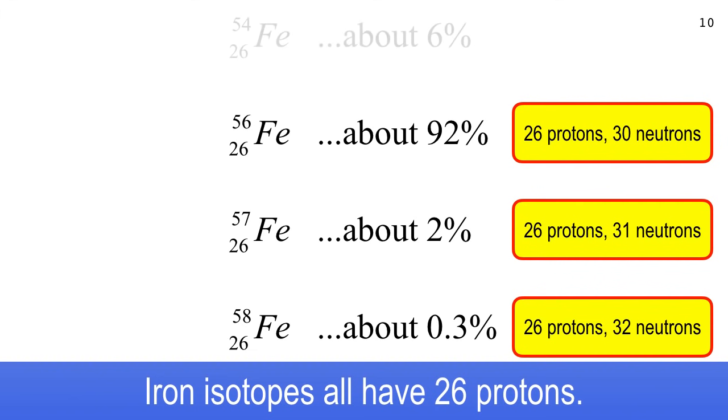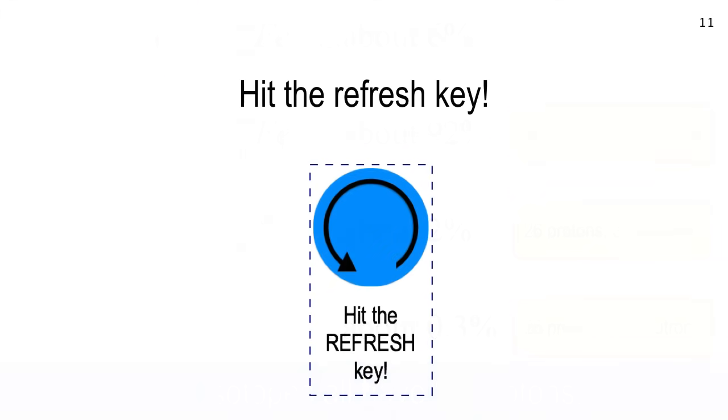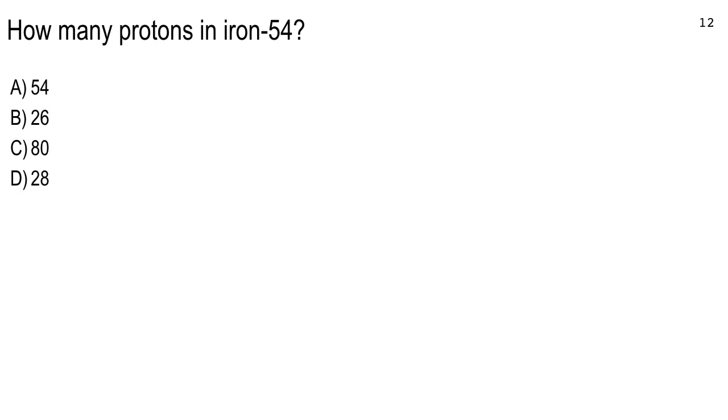Now, I'm going to list out, go ahead and write down iron 54, 26. That's about 6%, but I'm going to ask you an iClicker question about this. This one's going to be a multiple choice question, so hit the refresh key. And let's start with the basics. How many protons in this baby?